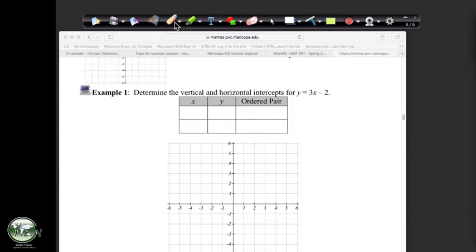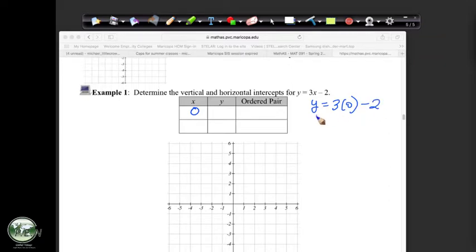Okay. So one method, again, we've actually already seen, we could use slope and intercept. So we would go to -2 and then rise 3, run 1. We saw that that would work. But the other way to do it is to use intercepts. So a lot of times we'll find the vertical intercept first. So we put in 0 for x and then find y. So let's do that. y equals 3 times 0 minus 2.